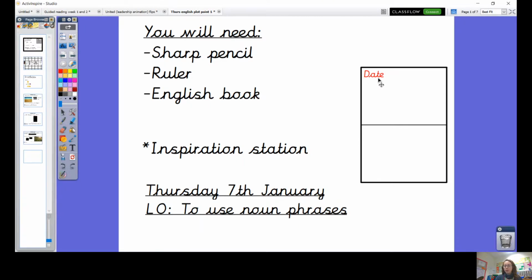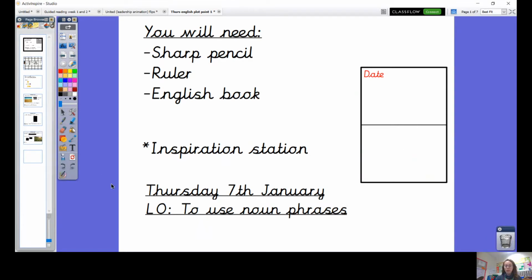So I would recommend that you have the date at the top of your page and you use a ruler to draw a straight line across the middle of your page. Then you can use the top of your page for your inspiration station. I know you know all of what that means. And you can use the bottom of your page for your sentence writing.